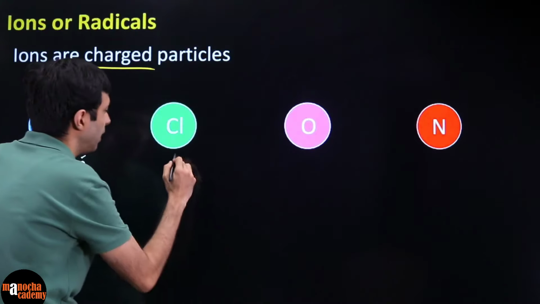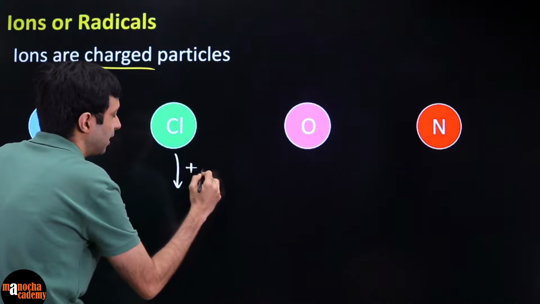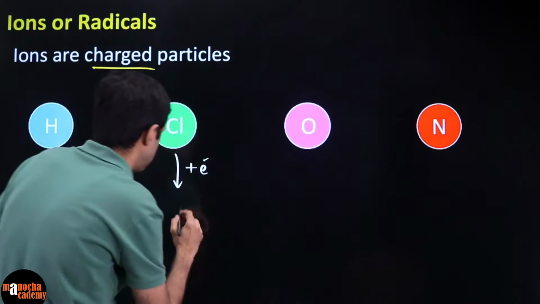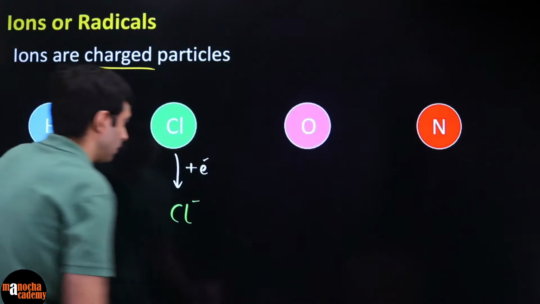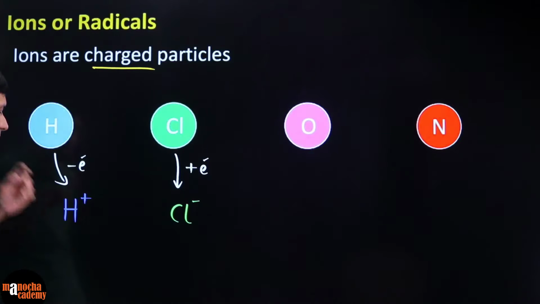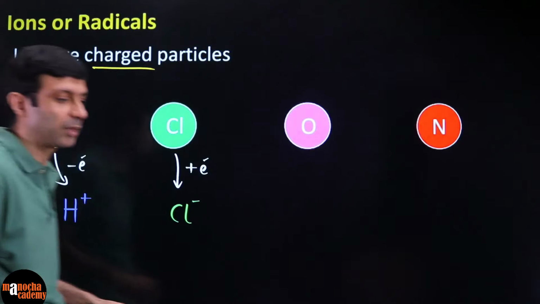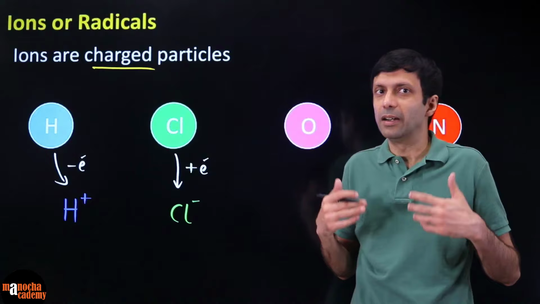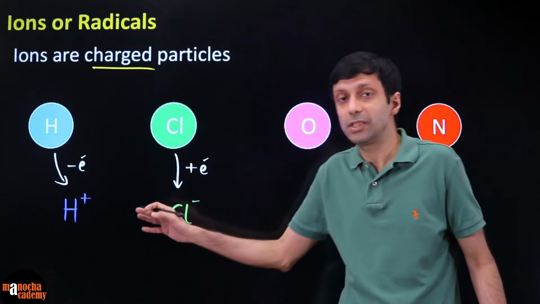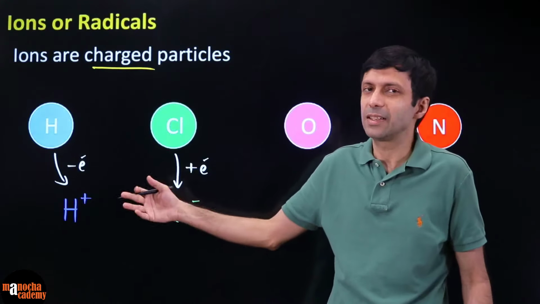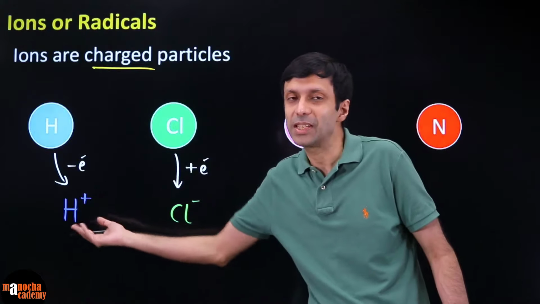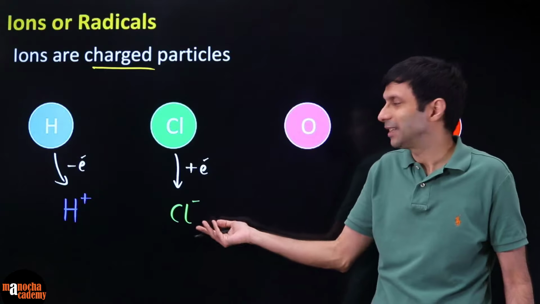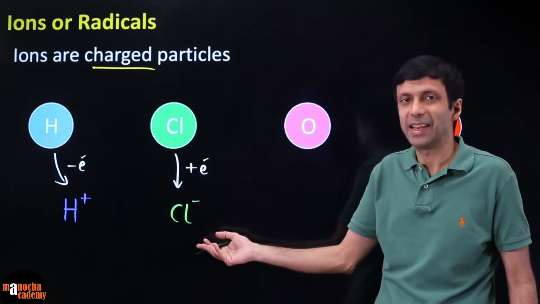Similarly, if the chlorine atom gains an electron, it becomes Cl-. Now you may be wondering why hydrogen becomes positive and chlorine becomes negative. Well, metals tend to become electropositive in nature, but hydrogen is a non-metal. But still, hydrogen has a tendency to form a cation. A positive ion is called a cation. Chlorine forms a negative ion, Cl-, by gaining an electron.